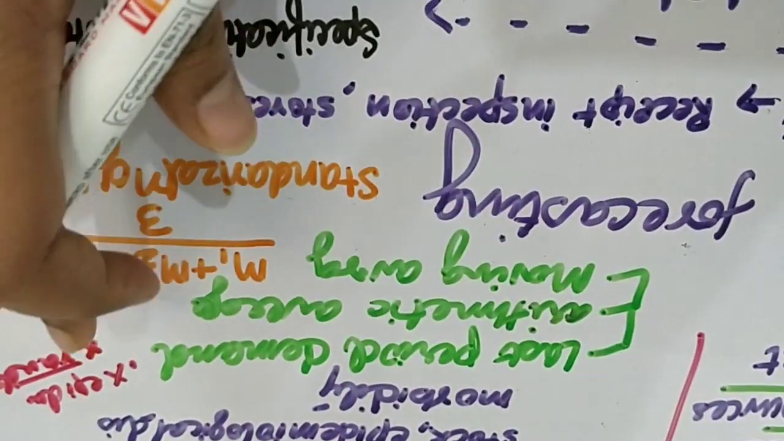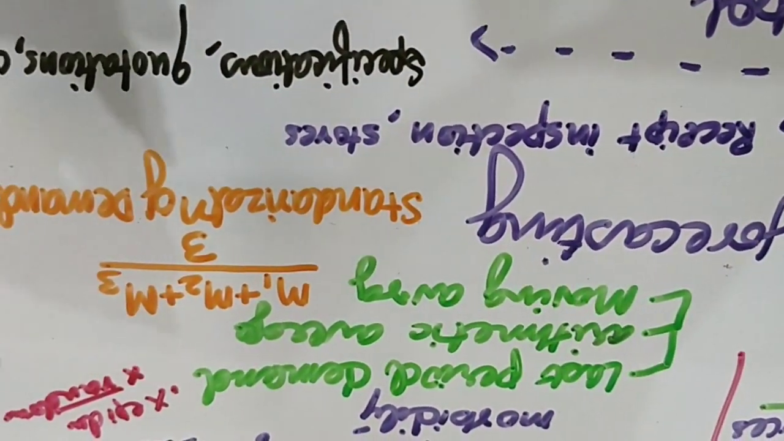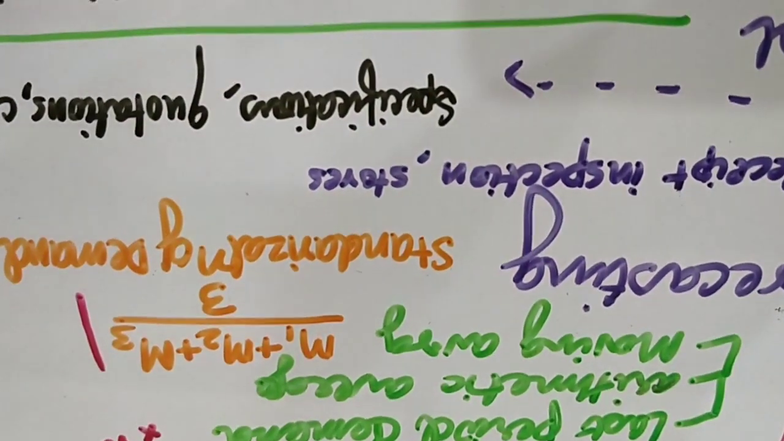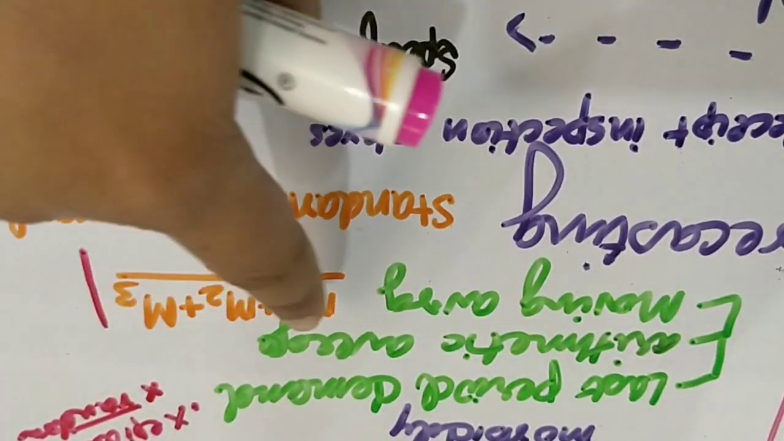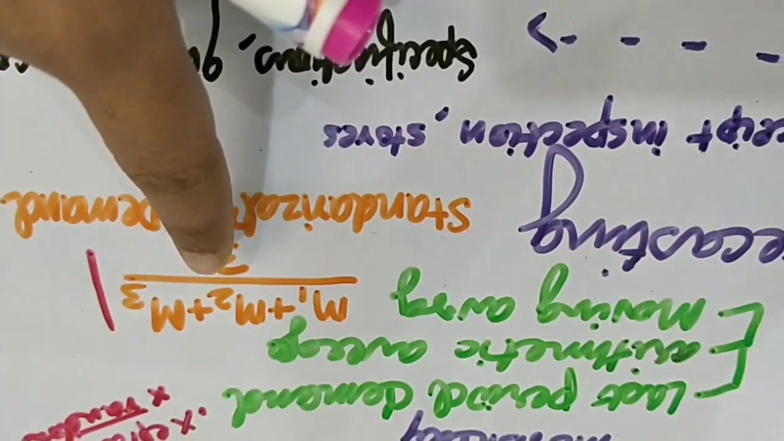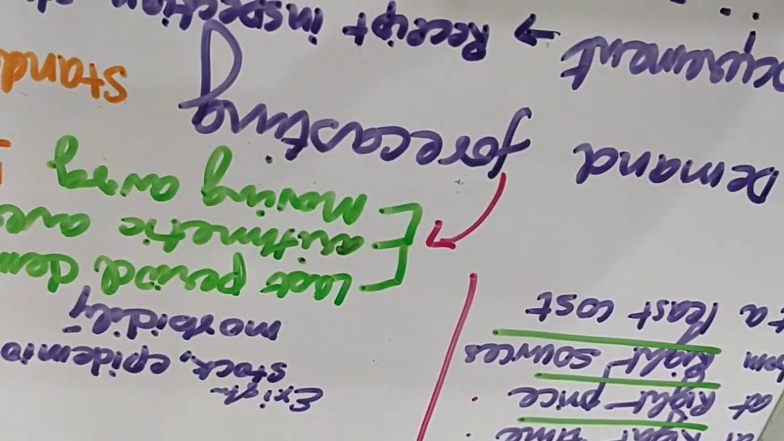Then there is arithmetic average or a moving average. Moving average means for the last 3 months we'll see what is the flow of the product or the material. Okay, then we'll average it. This would be month 1, month 2, month 3 divided by 3. Okay, so these 3 things help us to forecast our demand.